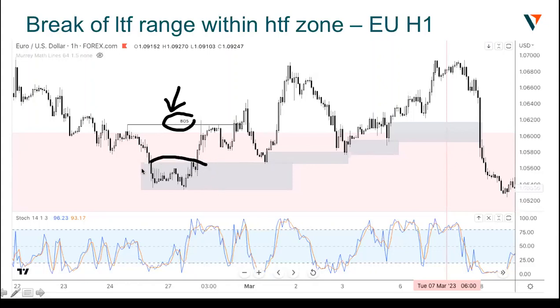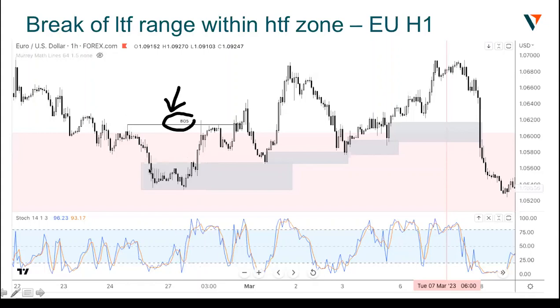Within this area itself, you can see that on the break of this range, price is showing, number one, the exit of this oversold region. That's one: price exited the oversold region. It also broke above the range and then caused your break in structure, the break above market structure.